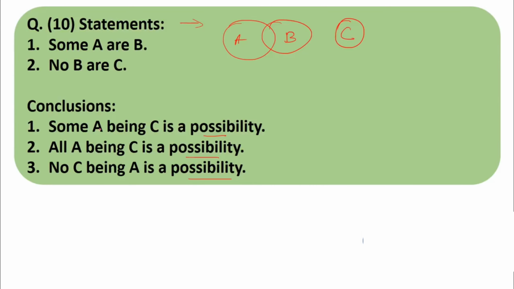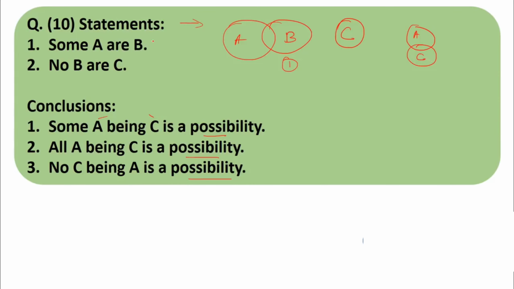Now the conclusion: some A being C is a possibility. The relation between A and C is asked. Is there a direct relation? No. Over here A is here, C is here, away from each other. This is one possible scenario. Now the A and C relation can also be that A is like this and C is partly connected to A. Now let us see whether this is a correct diagram or not.